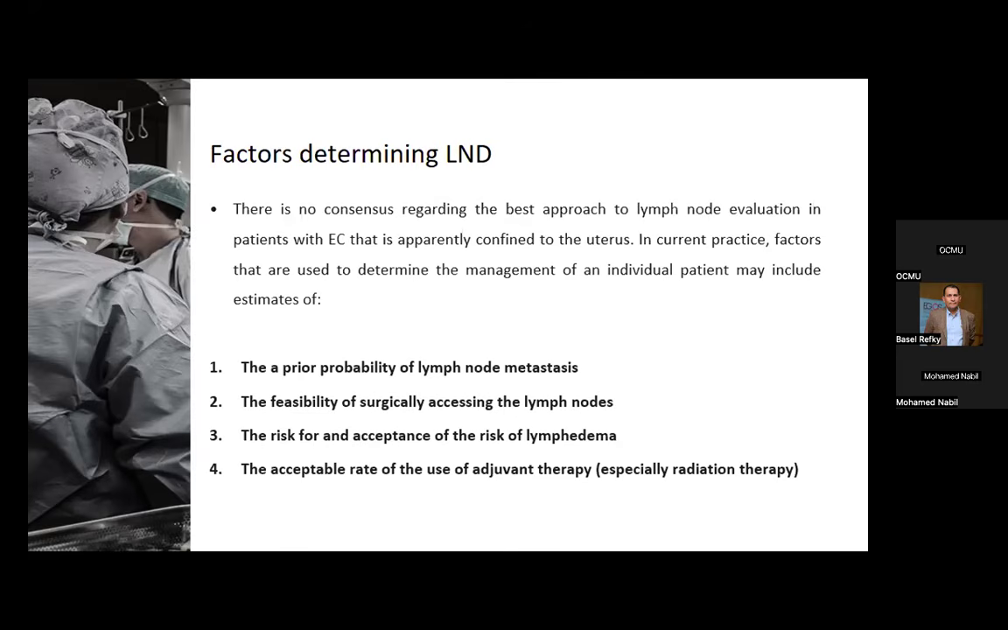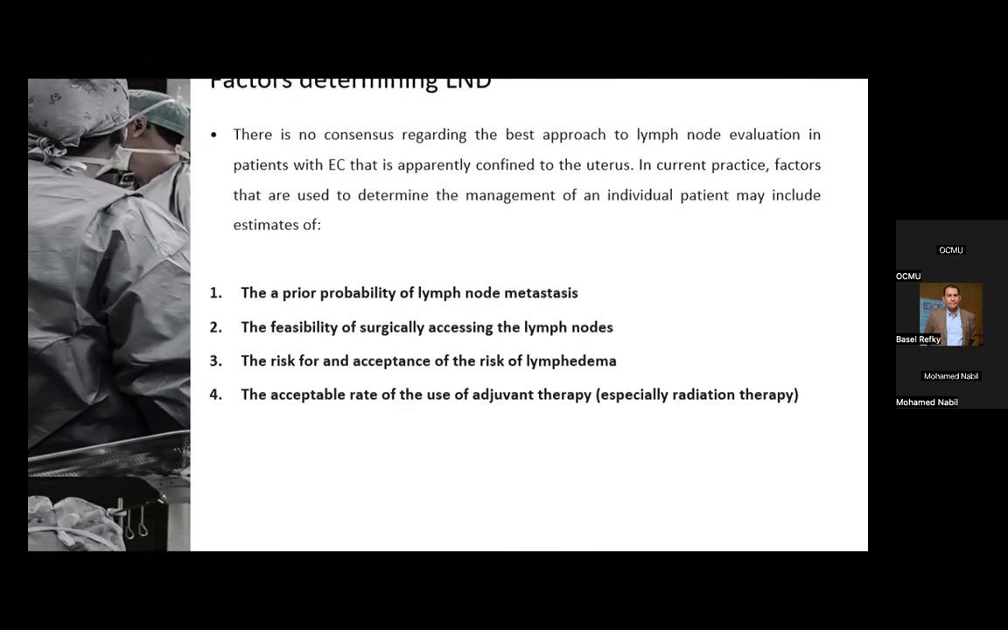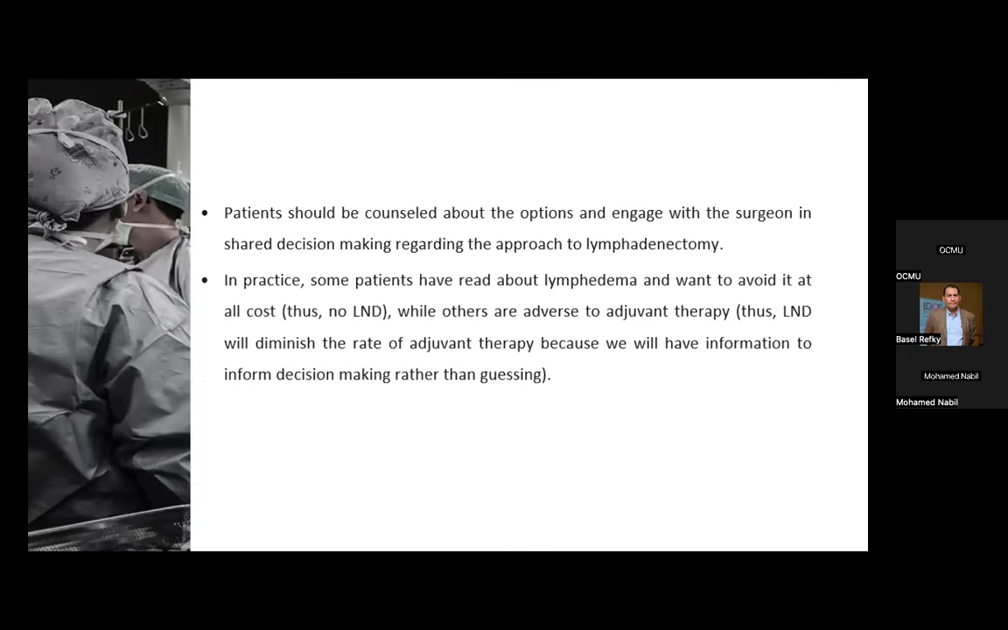The risk and acceptance of the risk of lymphedema is much more common in Western countries. Here we don't have this culture so much. Okay, but this is something that has to be considered in our patients. And the acceptance rate of use of adjuvant therapy. What do we mean by these last two sentences?